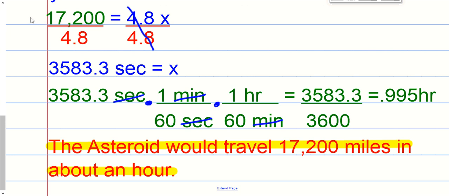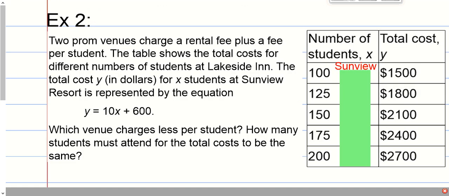Yes, it's long. Yes, there's a lot to it, but it's not too bad if you pay attention to what you're trying to find out. Let's move on to example 2. Take a moment and write example 2 down as I read through this.